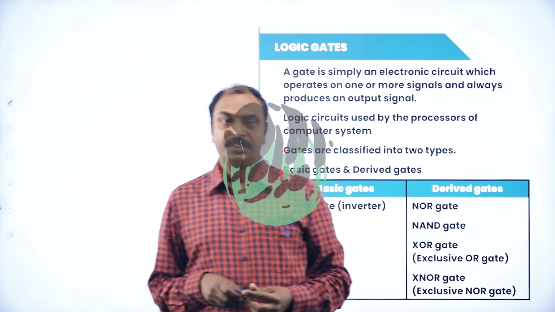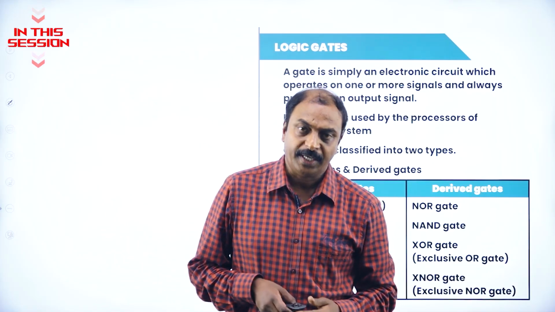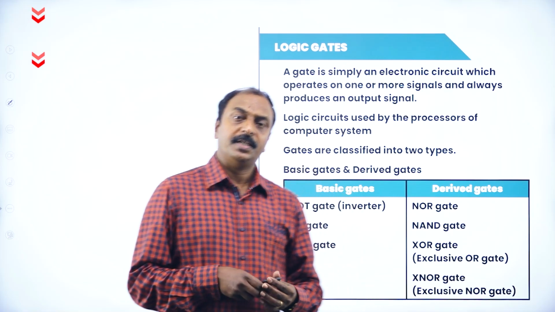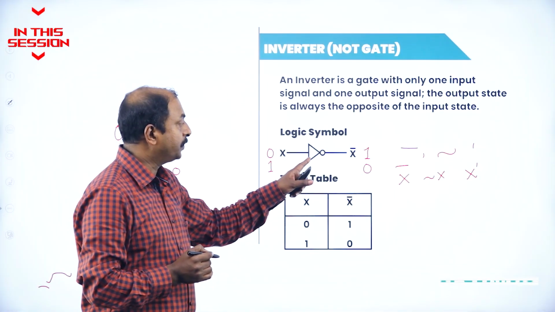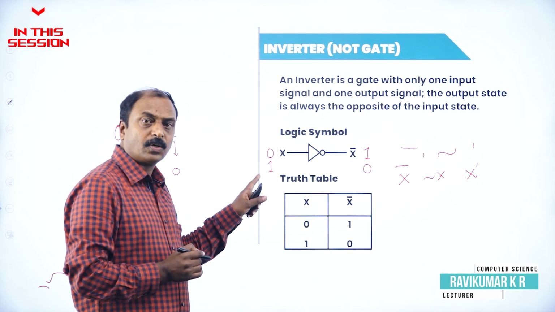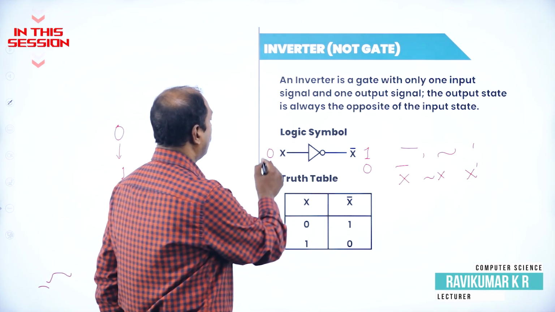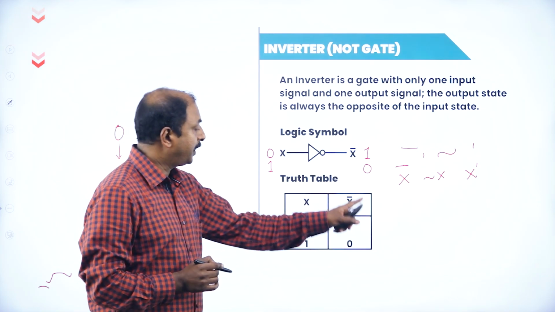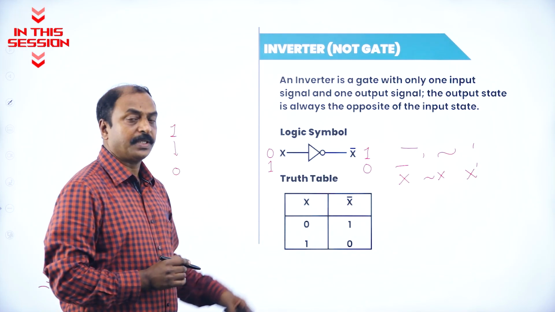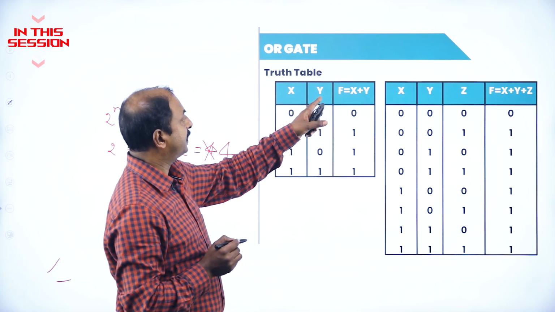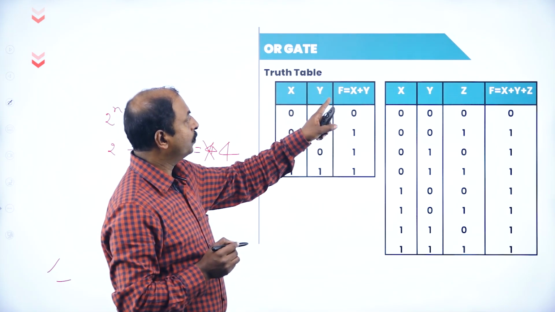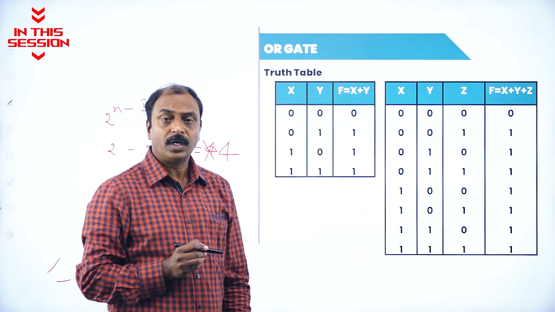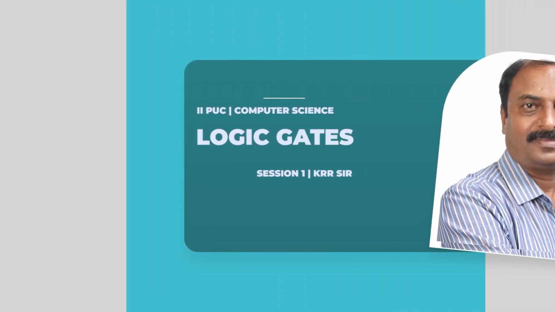Always this electronic circuit or logic gates works on one or more input signals. If you have one input signal, there are two possible combinations, and we represent these combinations in the form of a table. It is called a truth table. X and Y are the input signals. Output is X plus Y, or F. Here plus stands for OR gate.